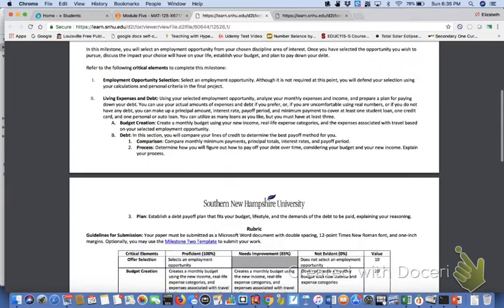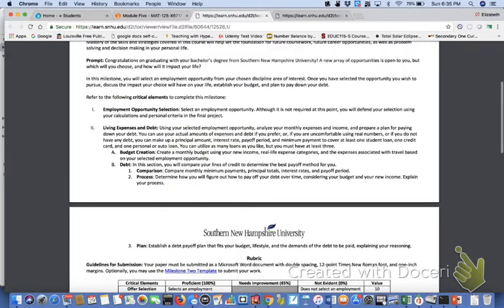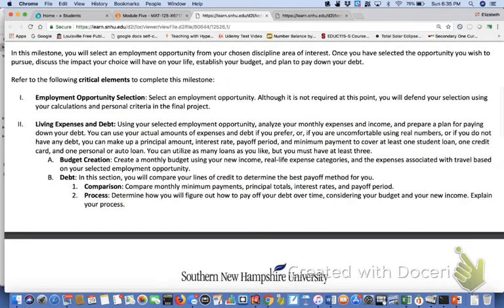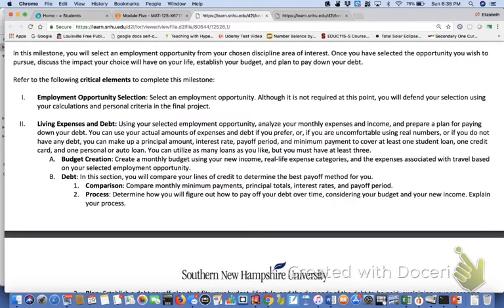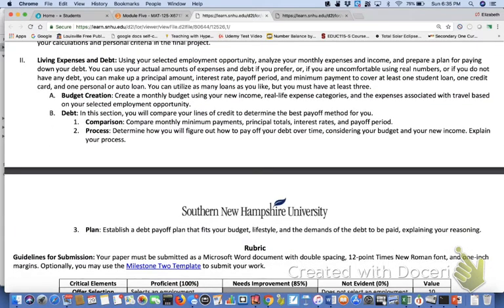So the first part, Roman numeral number 1, is pretty straightforward. It just says select an employment opportunity. So very straightforward. You're going to tell me out of those 3 jobs, which job did you decide to choose? Okay. Roman numeral number 2, living expenses and debt. This is where I get some people who get a little bit confused. So I'm going to go through this with you.